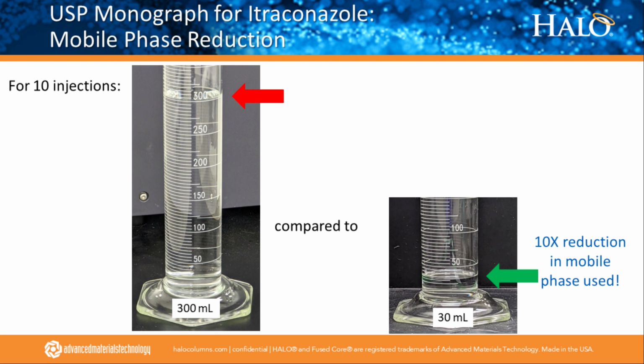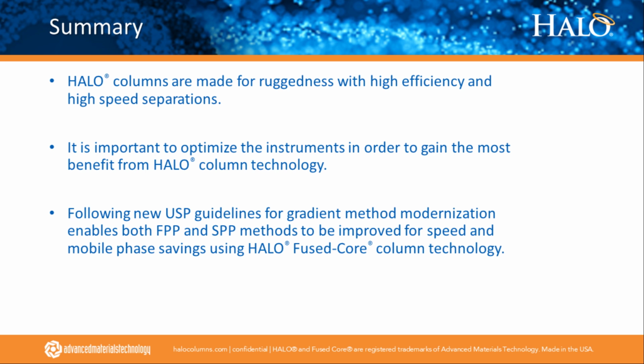So then in terms of a summary, hope I've convinced you that Halo columns are made for ruggedness with high efficiency and high-speed separations. It is important to optimize the instruments in order to gain the most benefit from Halo column technology. And then finally, following the new USP guidelines for gradient method modernization enables both FPP and SPP methods to be improved for speed and mobile phase savings using Halo fused core column technology.